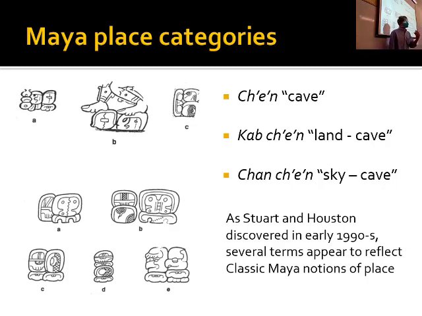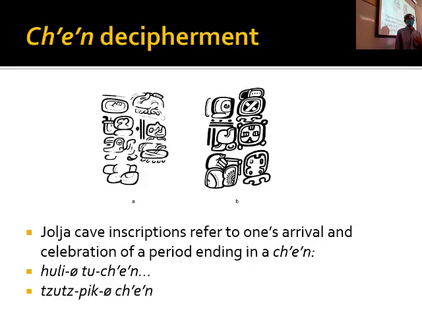And chen can literally refer to caves. We know it because we have inscriptions in the caves. So in this text, somebody is arriving in his cave, to chen. And in this case, somebody is completing a period ending, so to speak, in the cave. And those are cave inscriptions.